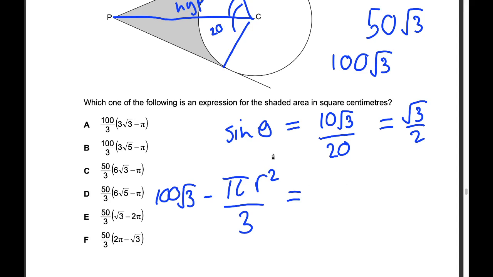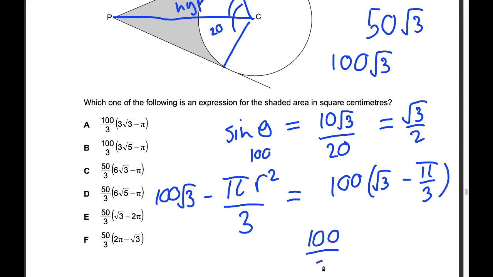So r squared is actually 100. So this is 100 pi over 3. But look, they're taking the 3 out and maybe the 100. So let's do that. If we take the 100 out, then we would get root 3 minus pi over 3. But they also took that 3 out, so we can write this 100 over 3 and then 3 root 3 minus pi. Okay, left it in a nice closed form there. That is an option. That's option A. Brilliant.